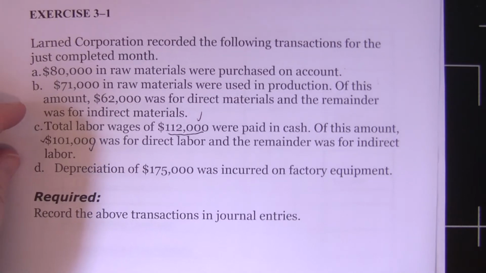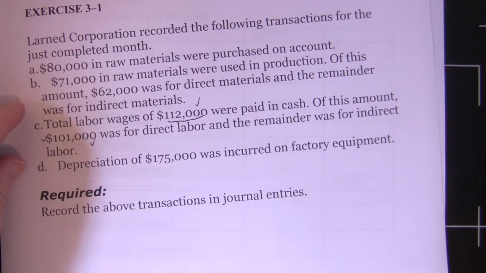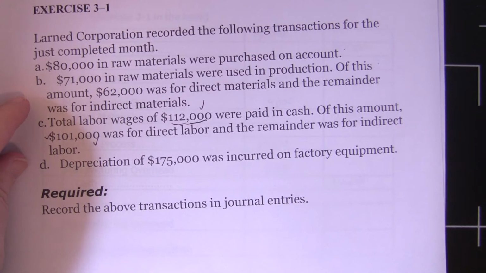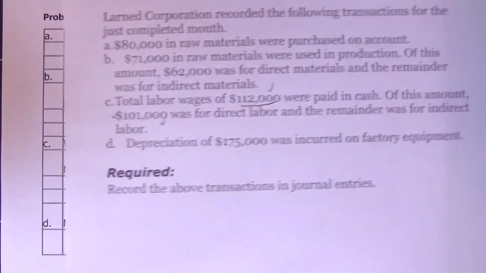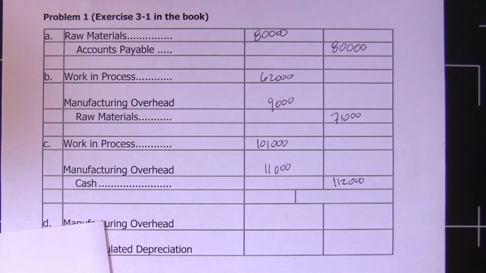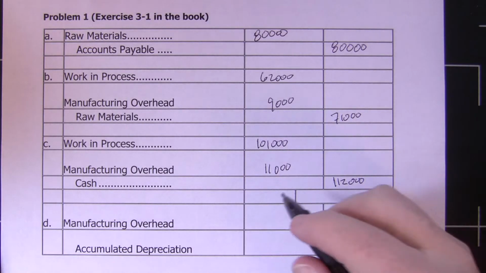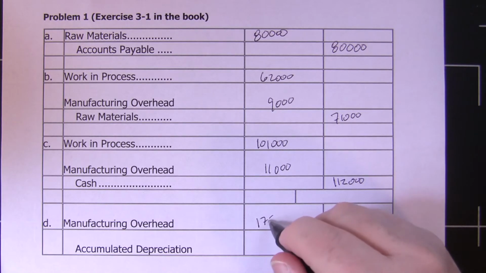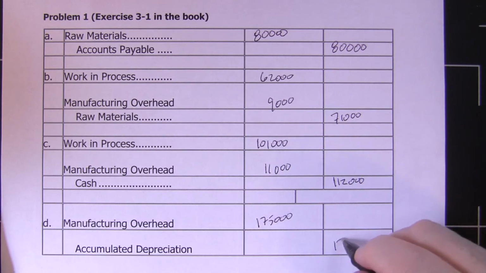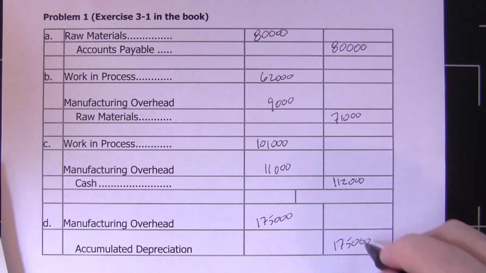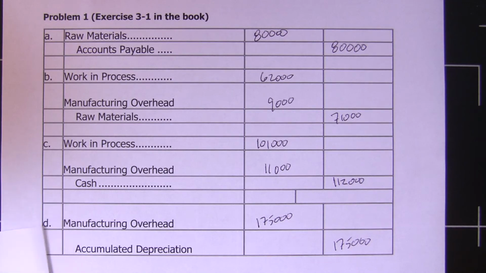And the last thing they tell us is that depreciation of $175,000 was incurred on factory equipment. Well, depreciation on factory equipment is, by its very definition, overhead. So $175,000 to overhead and $175,000 to accumulated depreciation.